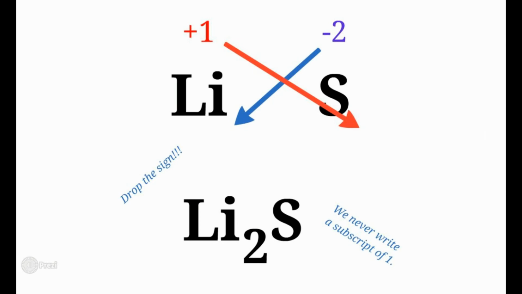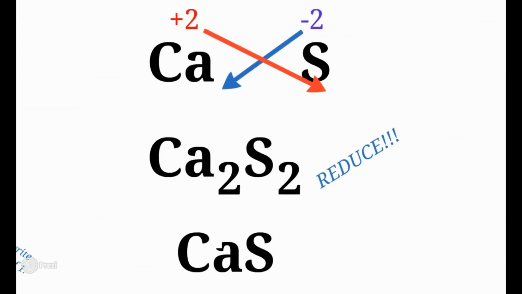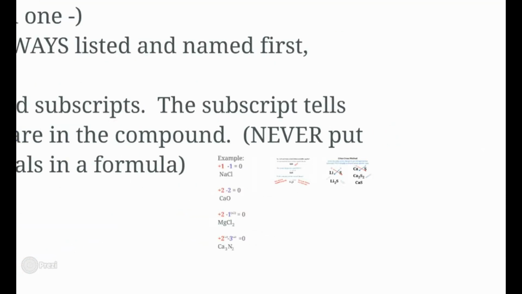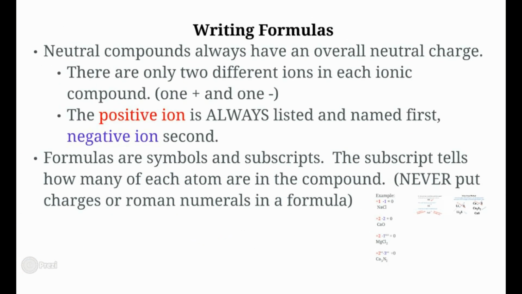Drop the sign, cross them. If you're not reduced, you need to reduce them. Just like this guy over here, it was 2 and 2, so we have to reduce it to CaS. If you do not reduce it, it will be counted wrong. Okay. So in case you missed some of that, remember the positive's always on the left and negative's on the right. If for some reason you have one with the negatives on the left, that's me messing with you. You need to put the positive on the left and the negative on the right.